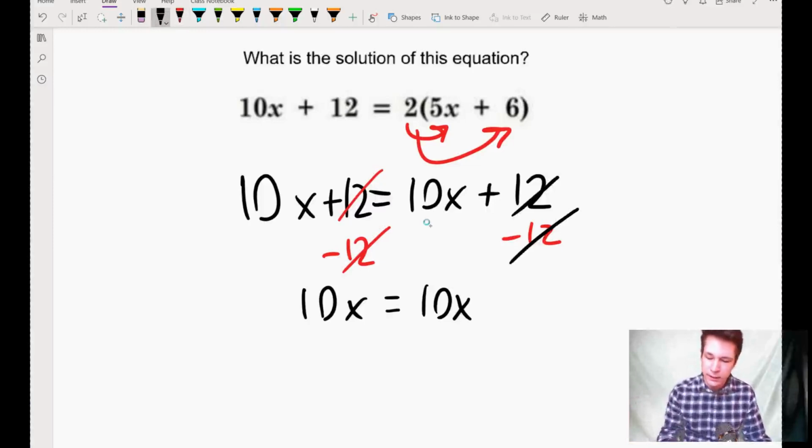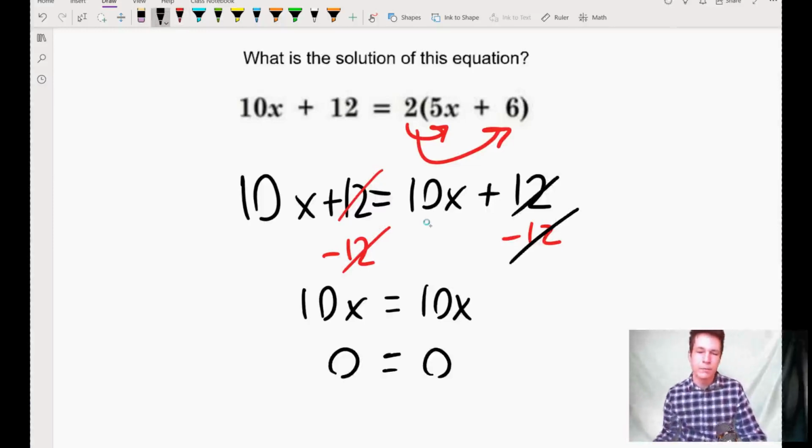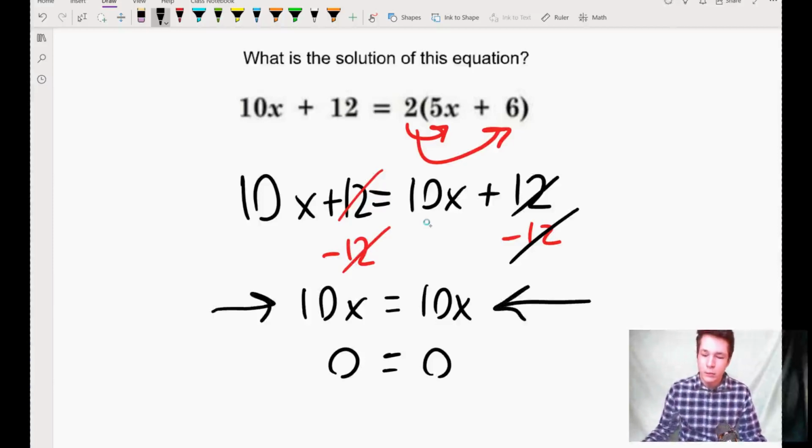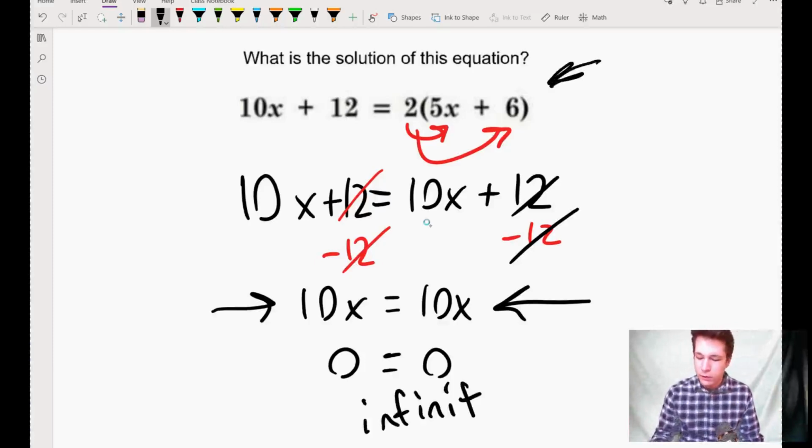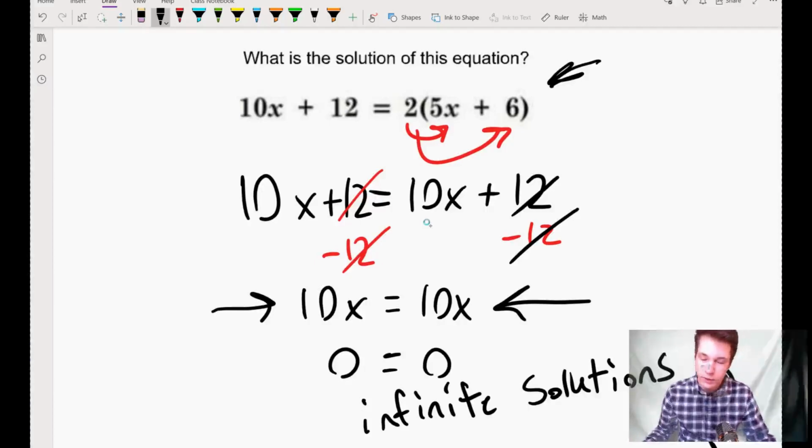If I subtracted a 10x from both sides, I get 0 equals 0. What does this mean? Well, it means that if you look at this side of the equation and this side of the equation, no matter what number you plug in, both sides are equal. It was just kind of pretending like that wasn't the case up here. So this has infinite solutions. Or you could put this special symbol called all real numbers. It's an R with 2 slashes through it. It basically means all real numbers will work and it will still be true for this equation.